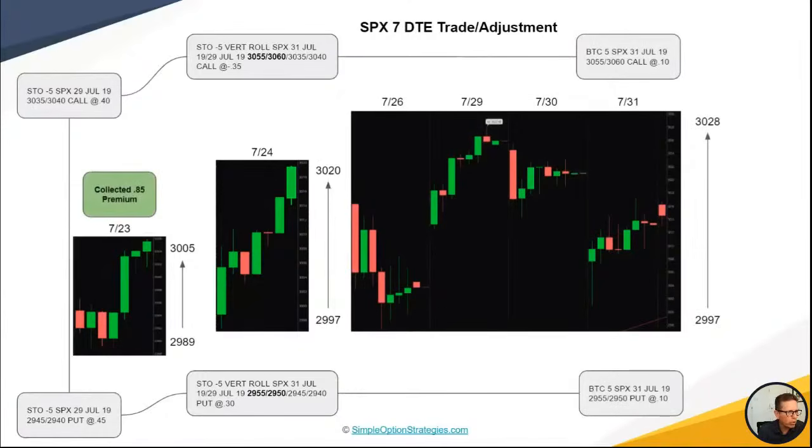So here, let's go through it. I collected a premium of 85 cents when I put on the iron condor. I paid 5 cents to roll the trade between the call spread and the put spread, and then I took a profit overall of 60 cents. So I may have lost on one portion of the trade, but I did that to de-risk it, to ensure that I wouldn't take a big loss. And this is a very, very important concept in trading this strategy. So keep that in mind.